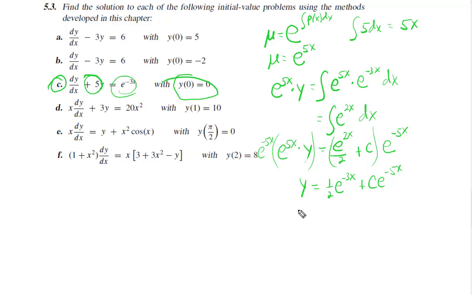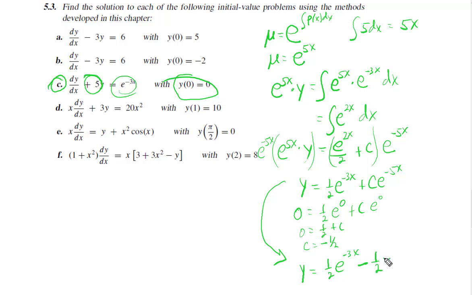So we're going to use a 0 for y, 0 for x, and see what we get for c. Well, this would be a 1/2 e to the 0, which e to the 0 is 1. So that would just be a 1/2 plus c. So c comes out to be a negative 1/2. Therefore, our answer is y equals 1/2 e to the negative 3x minus 1/2 e to the negative 5x.